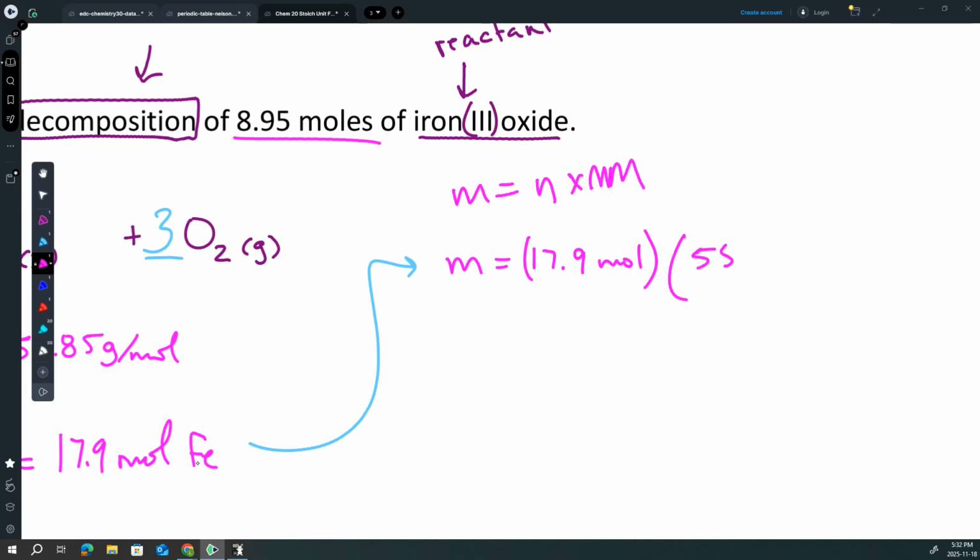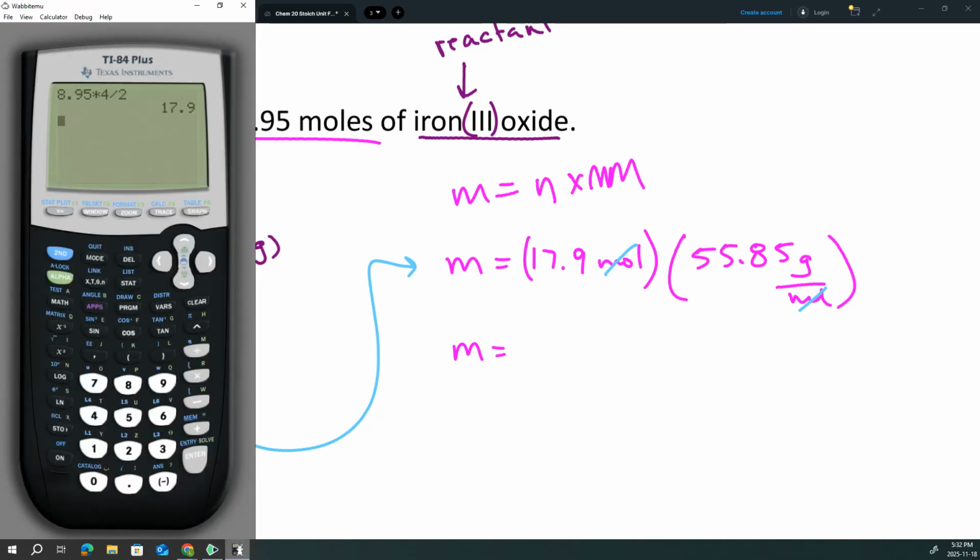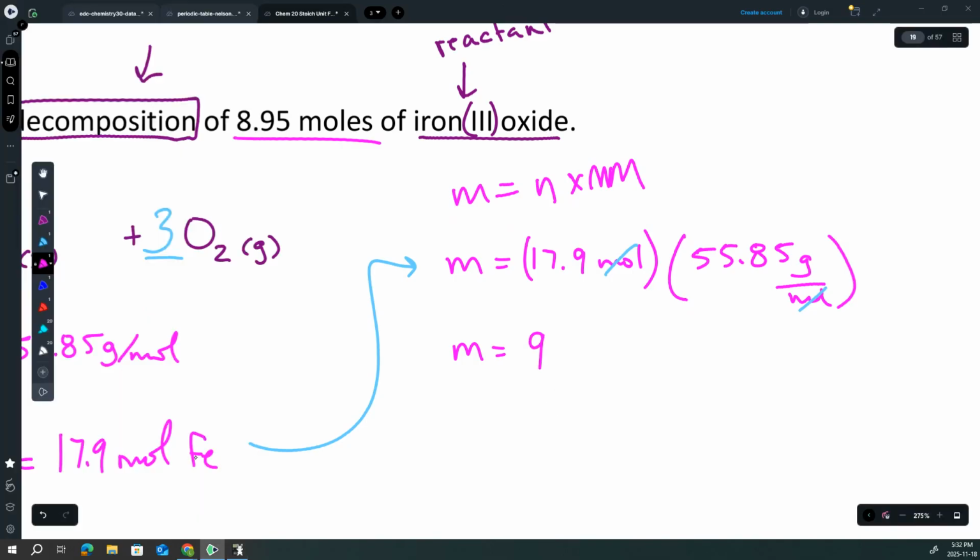All right, 55.85 grams per mole. Okay, so if we take a look at this, we have moles on the top and the bottom, so they are going to cancel out. So mass is equal to, so let's go 17.9 times by 55.85, and we're going to get 999.715. And that's going to be grams of iron.